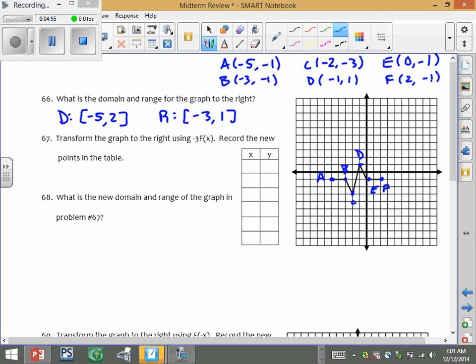Transform the graph using negative 3x. Record the new point. So this is a vertical reflection and a vertical stretch by 3.